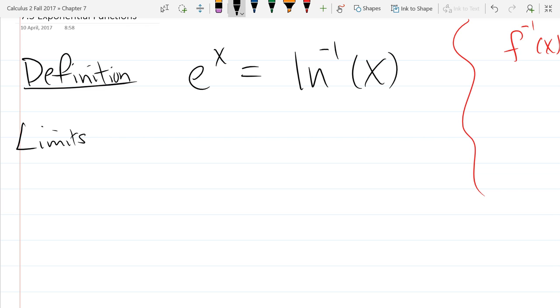So we'll look for the limits of ln inverse.